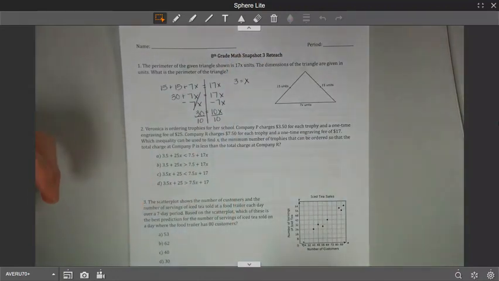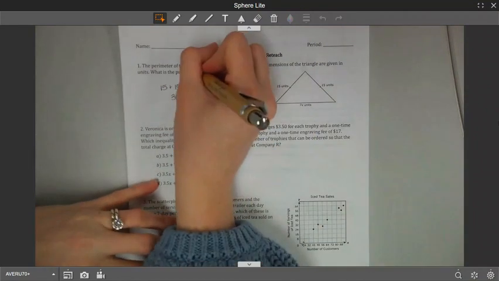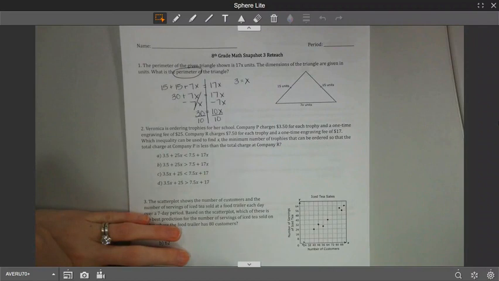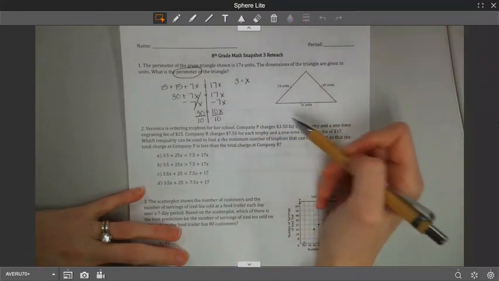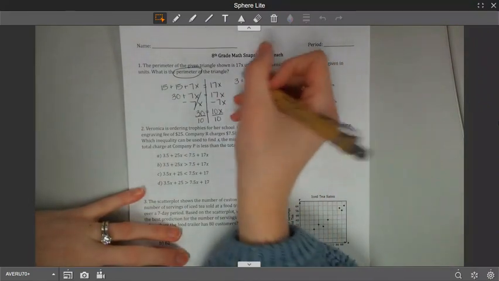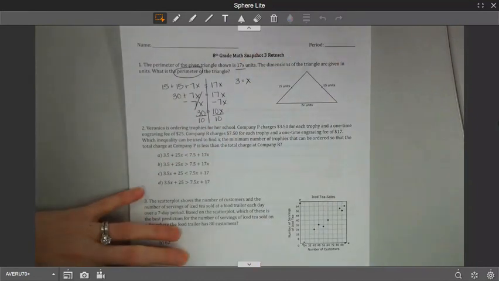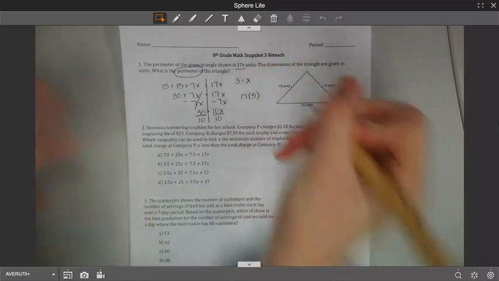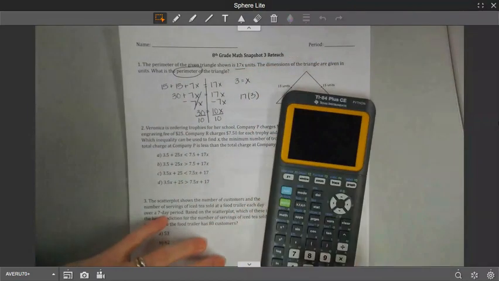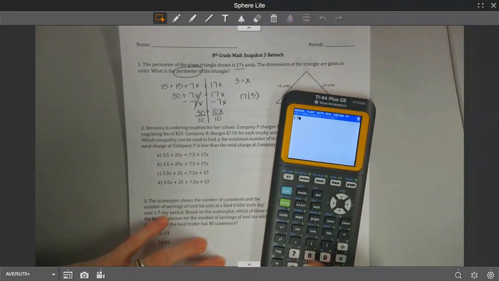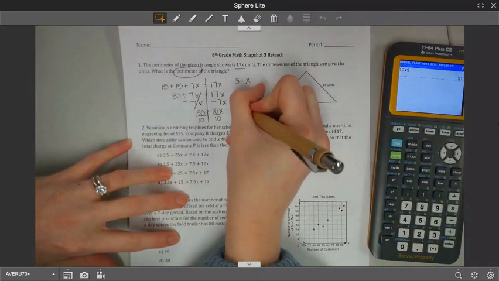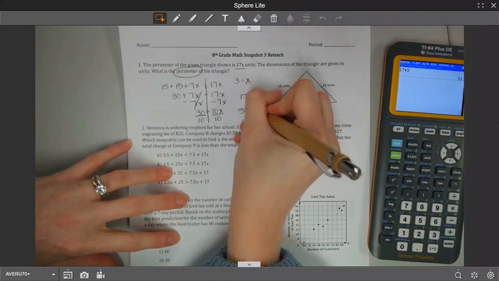Now I need to ask myself, have I actually answered the question that was asked of me? Well, the question that was asked is, what is the perimeter? I have simply said what x is. So to define the perimeter, I'd have to add all the sides, or they told me the perimeter is 17 times x, so I could do 17 times 3, and that would be my perimeter. So I can use my calculator. 17 times 3 is 51, so the perimeter is 51 units.